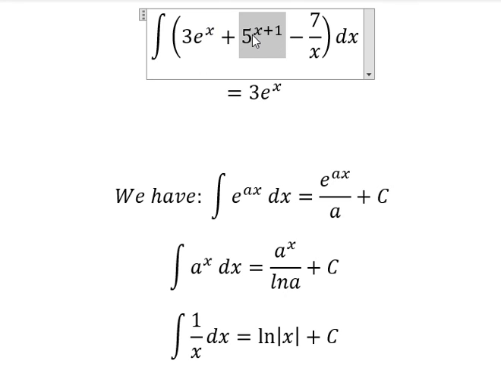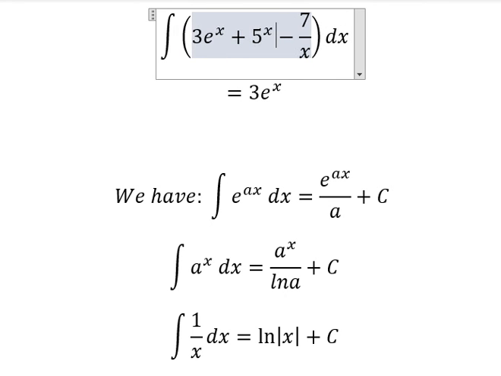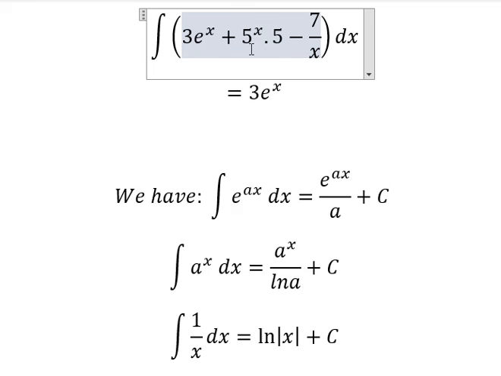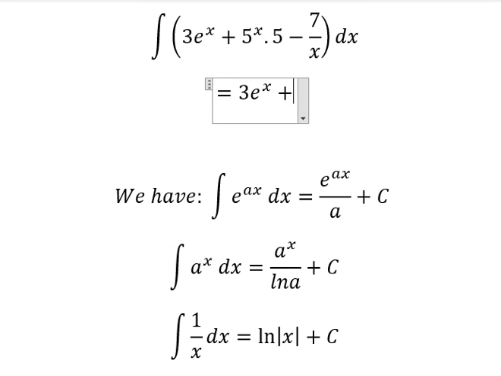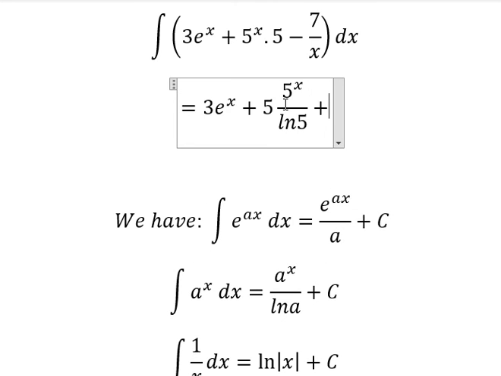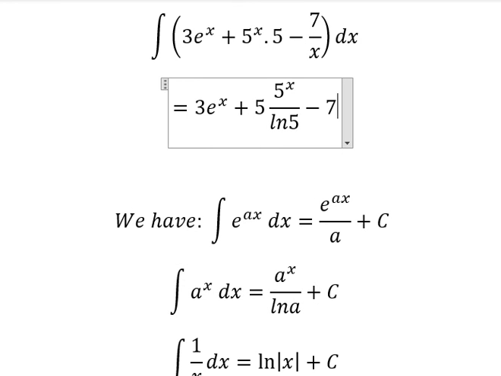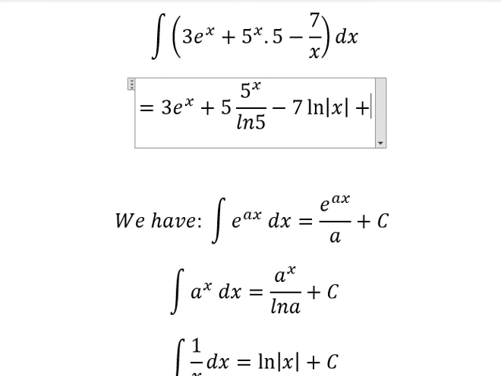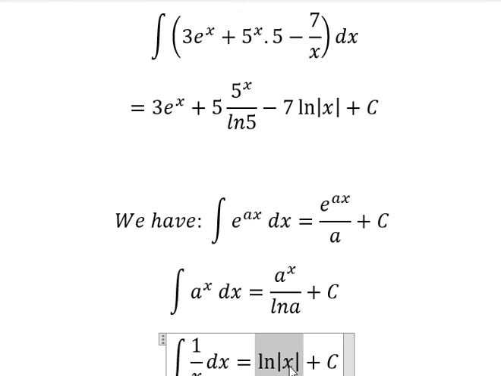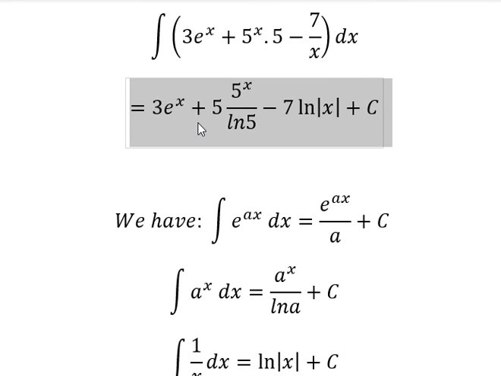This one we change into 5 to the power of s multiplied by number 5. So we just concentrate on this one only, and that is about this one. And the last one, we put -7 ln of the absolute value of s, and I will put plus c. That is about this one. And here is the final answer. This is the end.